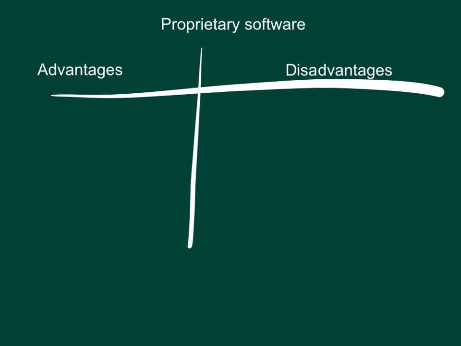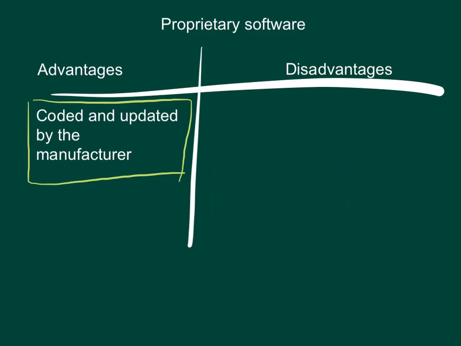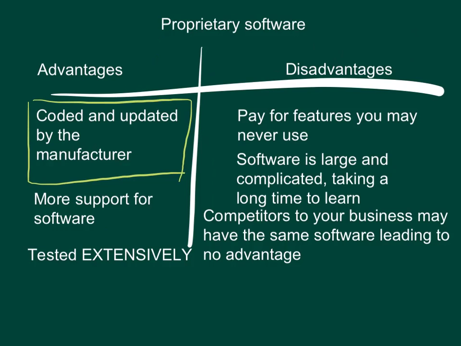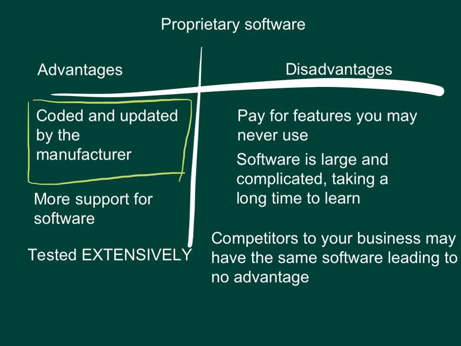Okay, advantages and disadvantages of proprietary software. Firstly, it's coded and updated by the manufacturer instead of a range of users, so it's obviously professionally produced. There's more support for the software from the manufacturer, such as help pages, wizards, and online videos. And it's tested extensively. Well, you may pay for features that you never use. That's one disadvantage of proprietary software. You may also take a long time to learn the software because it's large and complicated.